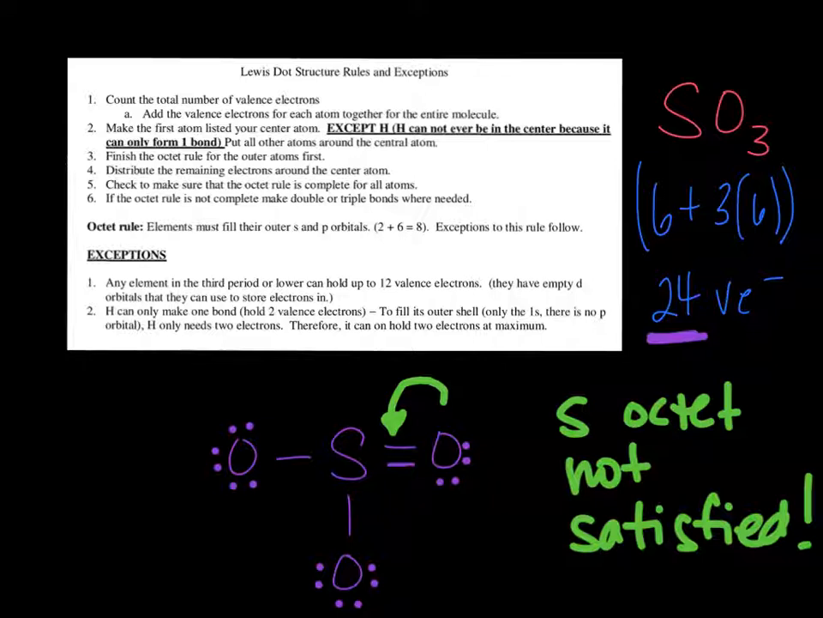Let's see, what color do I want to use? So that is a double bond. And so there are 4 electrons there. Okay, and so now if we go and we check the octet rule again, we've got 2, 4, 6, 8 for sulfur, 2, 4, 6, 8 for oxygen, 2, 4, 6, 8 for oxygen, and 2, 4, 6, 8 for oxygen. And so this is the correct structure for SO3.